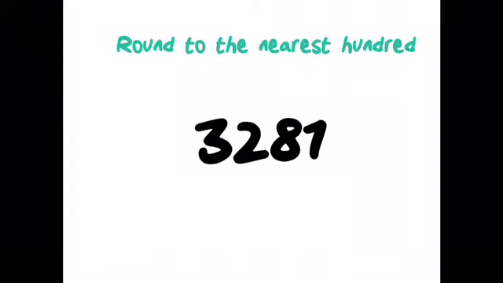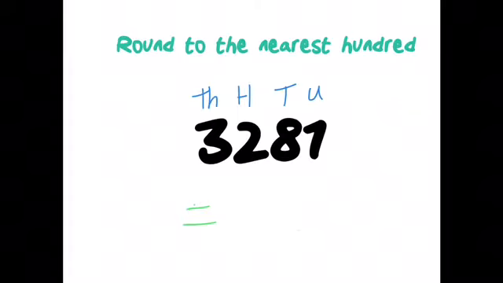This time the question has changed. It's asking us to round to the nearest 100. This number is 3,281. Now because we're rounding to the nearest 100, we look at the hundreds column and look to the right, into the tens column. Here we have an 8, which represents 80. 1, 2, 3, 4, round it down. 5, 6, 7, 8, 9, round it up. We're clearly rounding up. Pause the video and have a little think about your answer.